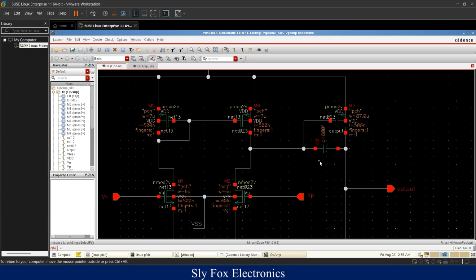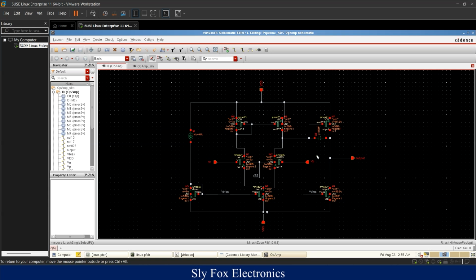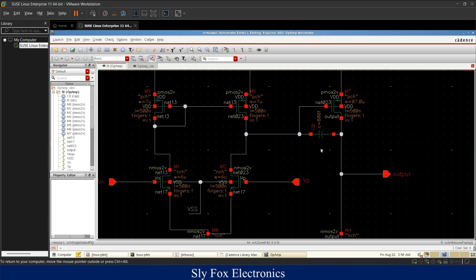Here is the Miller capacitor, which is used for compensation. It improves the stability of the operational amplifier. The capacitance of this capacitor is set to 800 femtofarads. This value is chosen in a way that provides a stability of 60 degrees and drive capacitive loads of 2 picofarads. That's why its capacitance is set to 800 femtofarads.